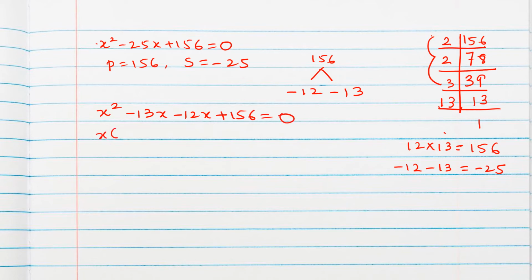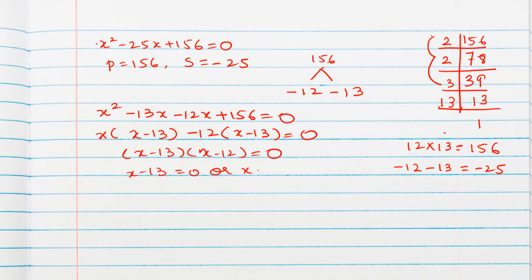Now here we can take common. So x minus 13 will be left. Here minus 12, so x minus 13. So x minus 13, x minus 12 equal to 0. x minus 13 equal to 0 or x minus 12 equal to 0. So x equal to 13 or x equal to 12. Now two values we got here, both are possible, both are positive.